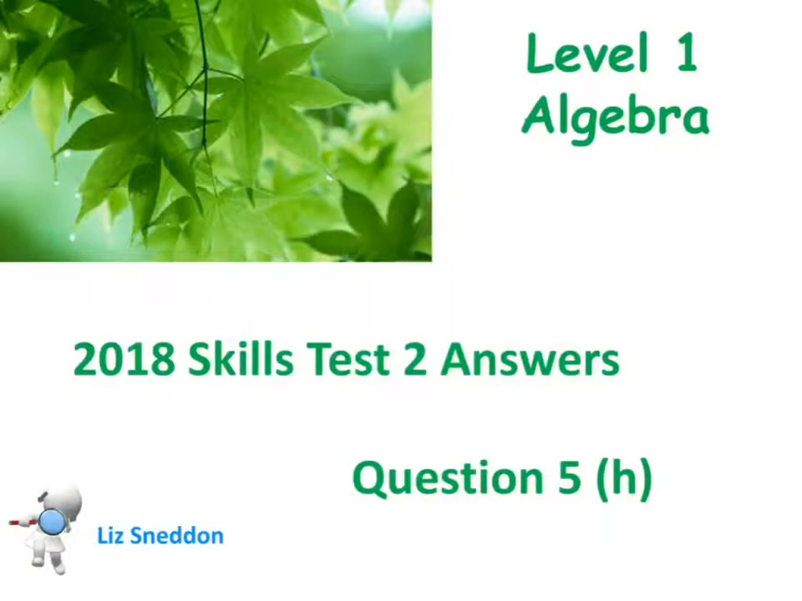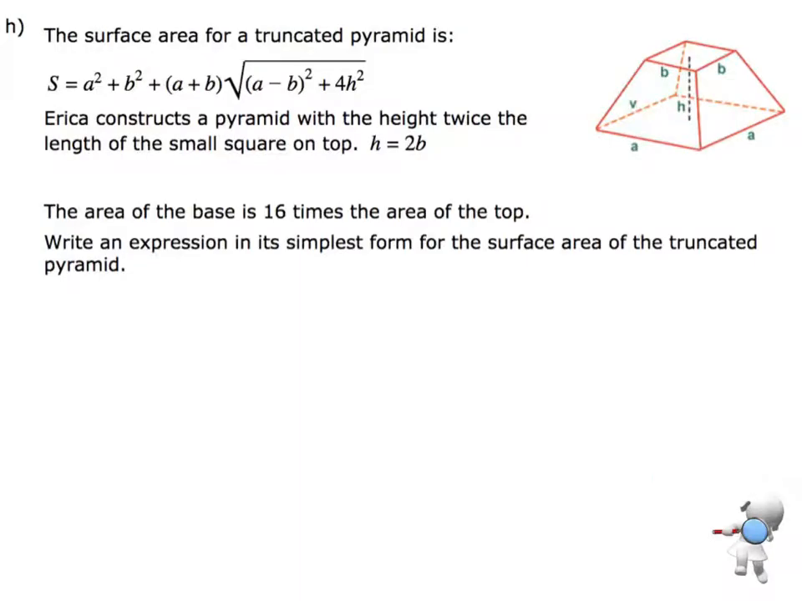Here's the answer to question 5H. So our surface area is given by this lovely big formula. Okay, we'll come back to that one in a moment. So we'll make a note, we've got this big formula to deal with. We've also got a pyramid where the height is twice the length of the small square on top. And they tell us that h is equal to 2b.